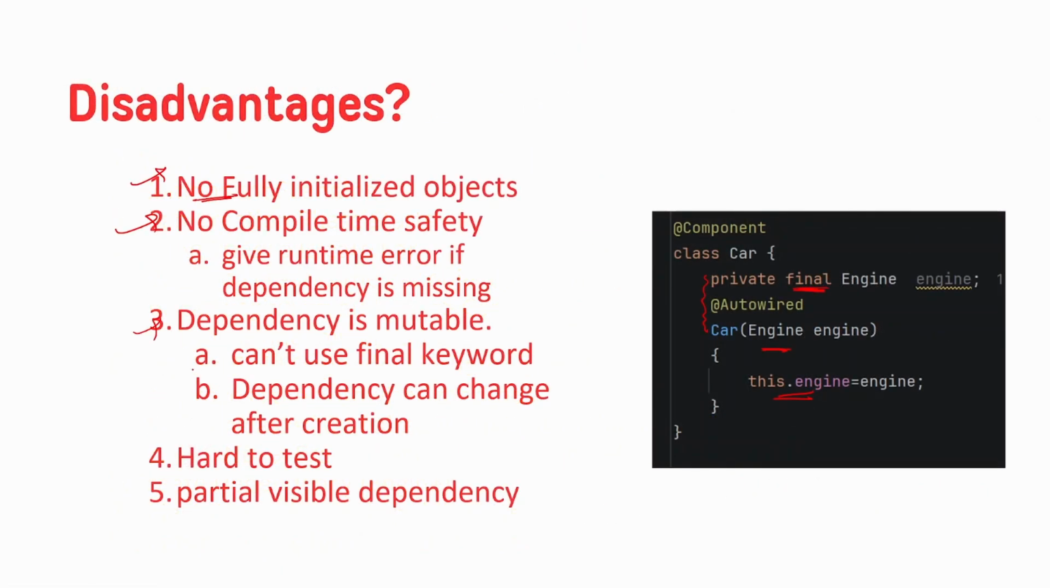It is mutable. The dependency can change after the creation, and it is hard to test. And there is partial visible dependency because the object can be created without the dependency and there is no dependency specified in the constructor, therefore it is not truly visible. It is partially visible because there is a setter method for setting it, but in case of field injection it is fully invisible or hidden.